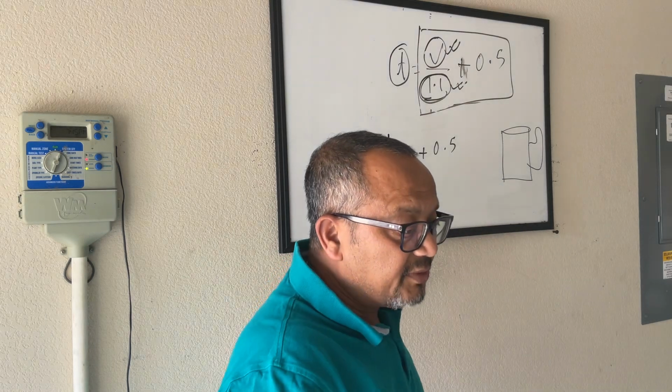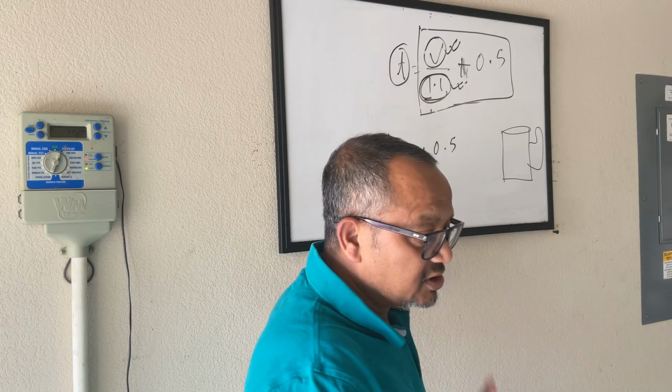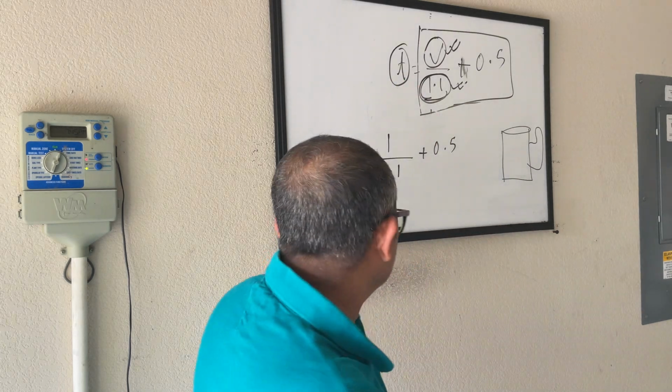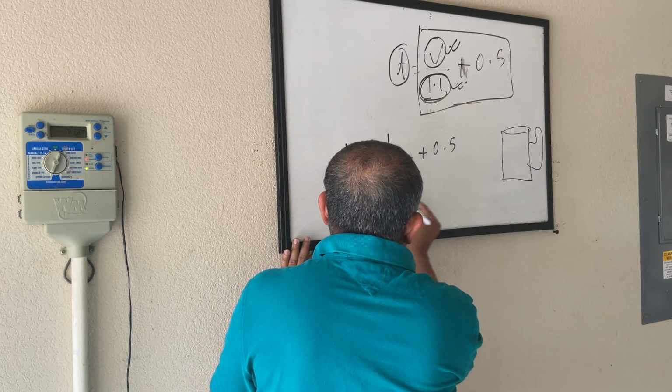This is the total number of minutes it will take to boil the water. Meaning 1 cup of water in this mug will take this many minutes. How about 2 cups? It becomes 2.